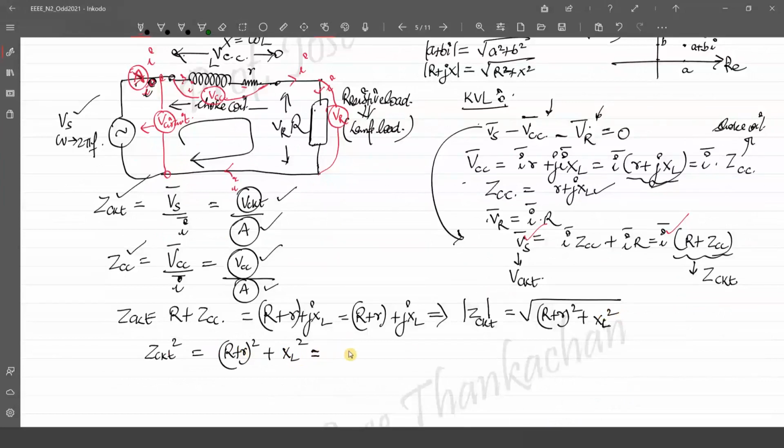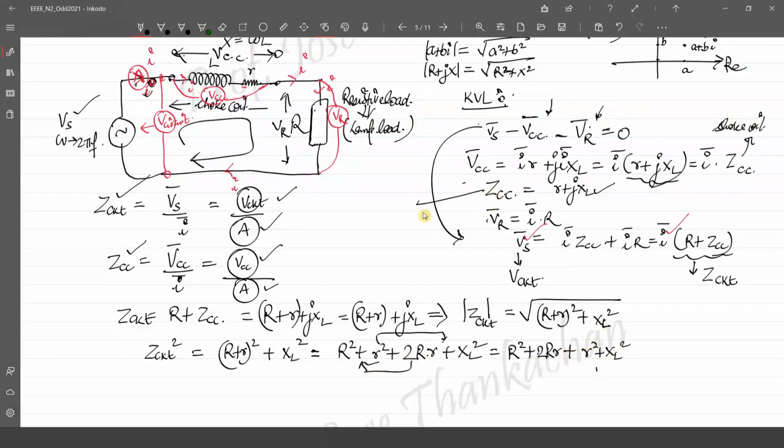If I open the brackets here, this becomes capital R square plus small r square plus 2 times capital R into small r plus XL square. This can again be written as R square plus 2 R into small r plus, just rearranging these terms, small r square plus XL square. Now what is small r square plus XL square?